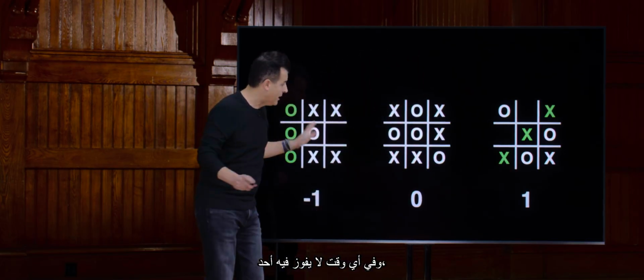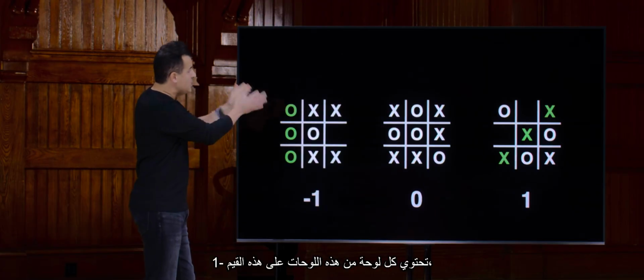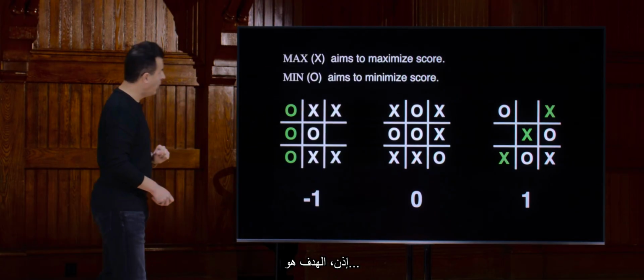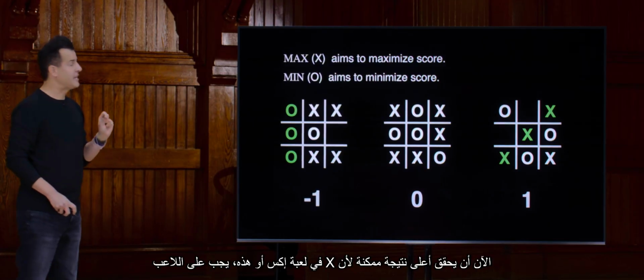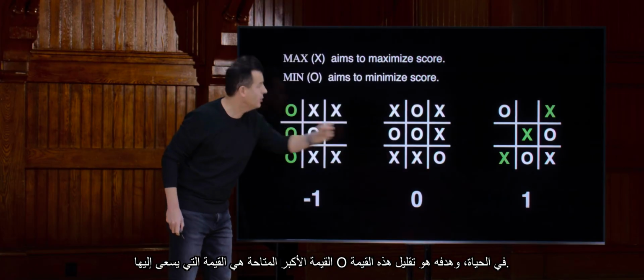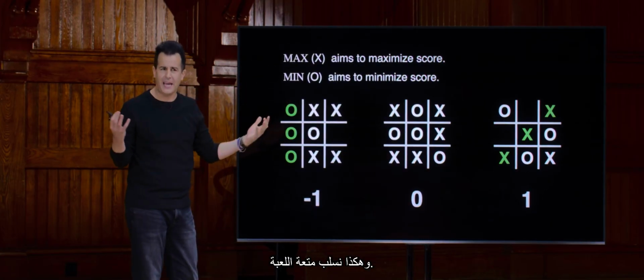And anytime nobody wins, the score is 0. So at this point, each of these boards has one of these values: -1, 0, and 1. So the goal in this game of tic-tac-toe now is for X to maximize its score, because 1 is the biggest value available. And O's goal in life is to minimize its score. So that's how we take the fun out of the game.